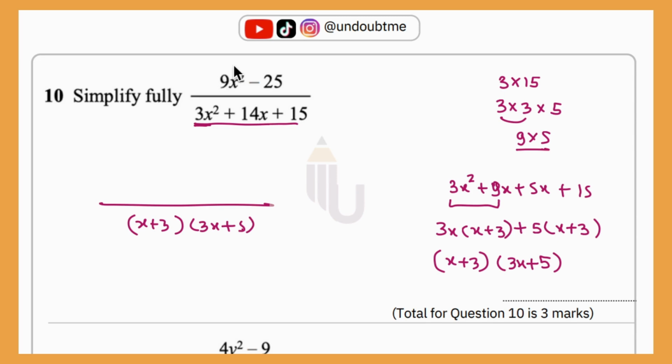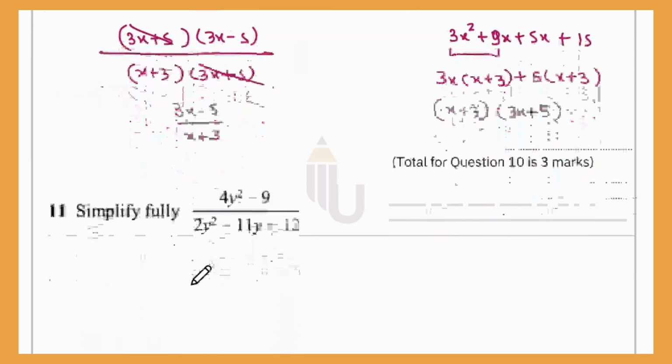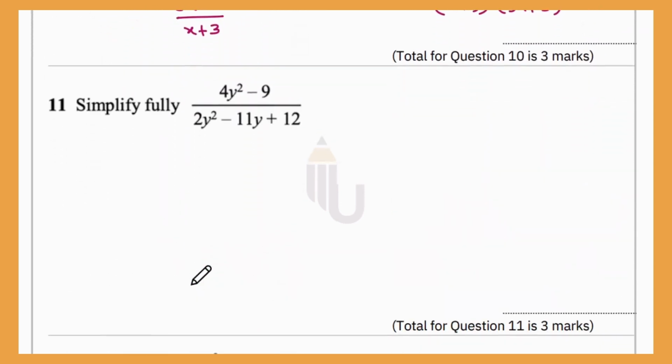it is 3x whole squared minus 5 squared. A square minus b square, again we have to use it, so it will be 3x plus 5 and 3x minus 5, and we can cancel 3x plus 5, so we'll be left with 3x minus 5 over x plus 3, and that is the final answer. Moving on to the next question.